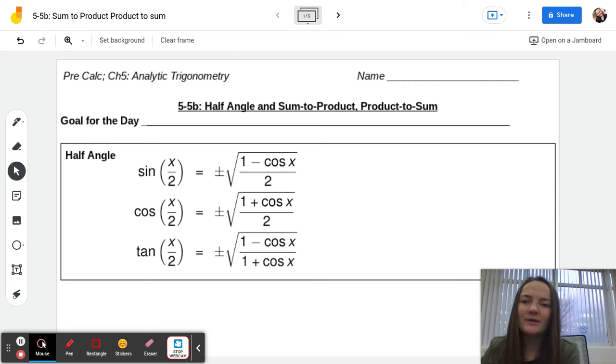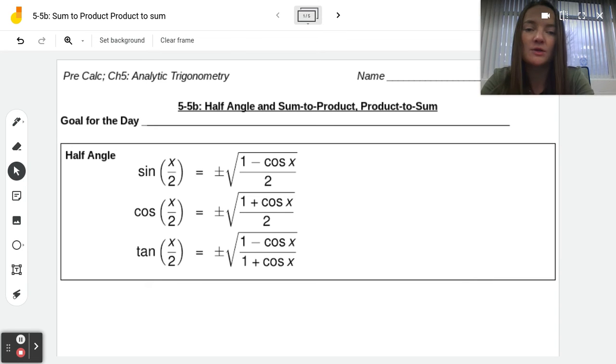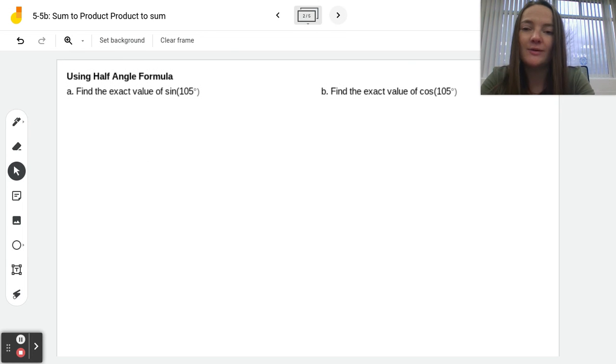Hey guys, so what we're going to be working on today is 5b, the sum to product and the product to sum formulas along with the half angle formulas. So once again, I'm not requiring you guys to memorize these. I just want you to be familiar with how to work with them. So we're going to go ahead and start with our first question here.